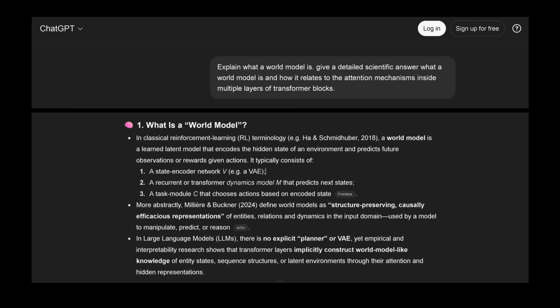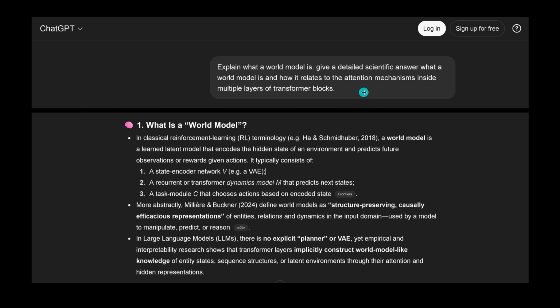And you will get an answer from the historical way. Of course, everything in AI starts with Schmidhuber, 2018. But you see, you have a relational autoencoder, and then you have world models, a structure-preserving causal representation of entities' relational dynamics in the input domain. And you say, this is not really what it is.